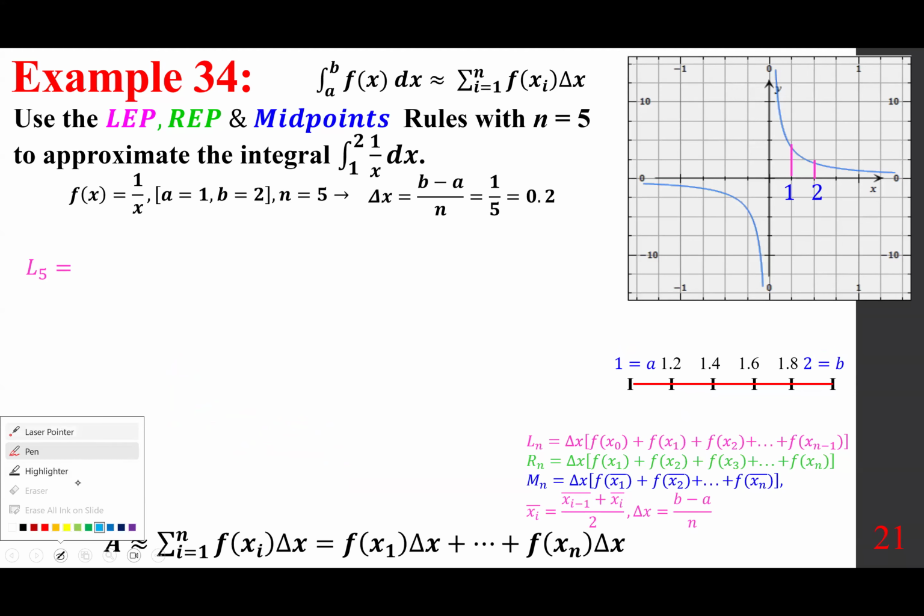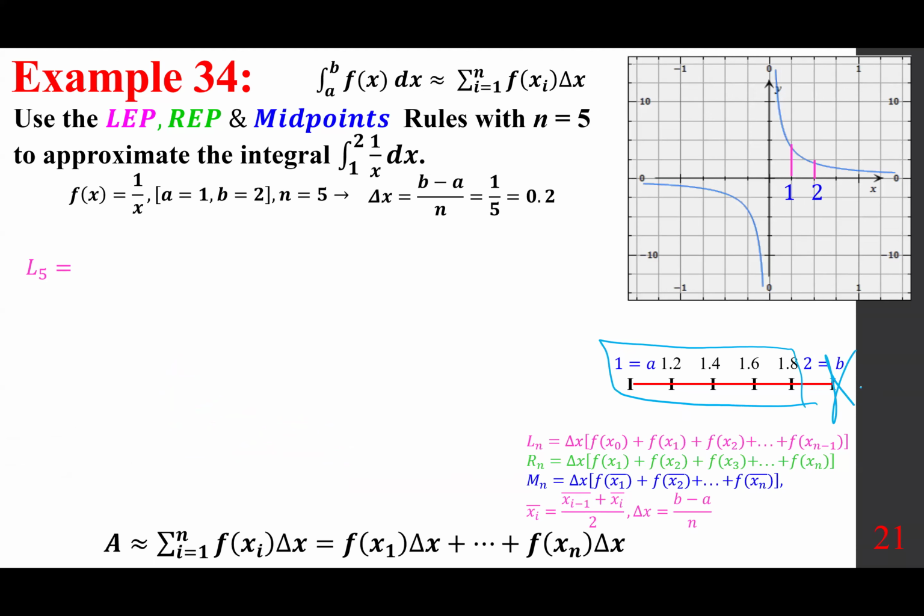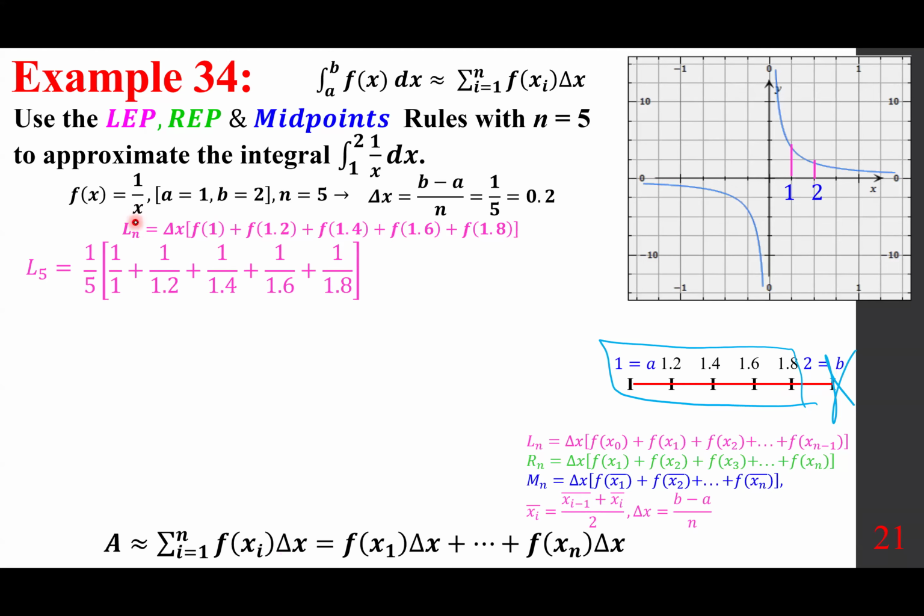For the left endpoints, everybody, we are going to use all of the left endpoints except b, which means, pay attention, we need f of 1, f of 1.2, f of 1.4, f of 1.6, f of 1.8. We don't need the b, the last one, because those are left endpoints. So what is f of 1? 1 over 1. F of 1.2, 1 over 1.2, and so on. You put it to a calculator, you come up with the answer, you're done.